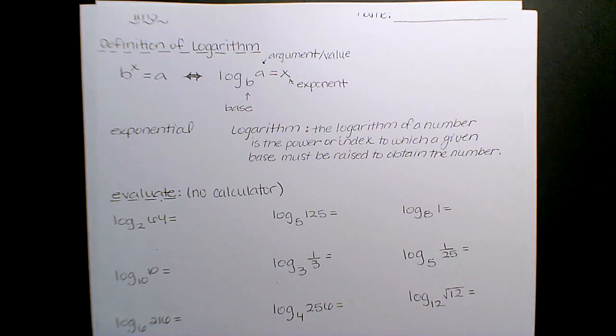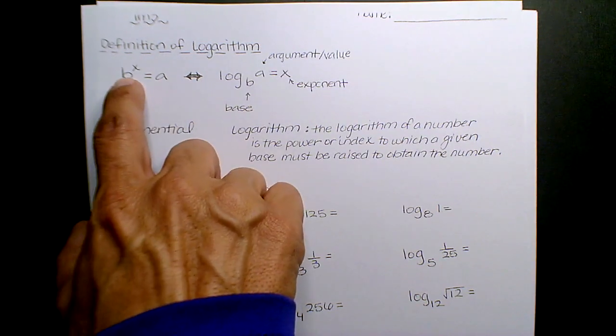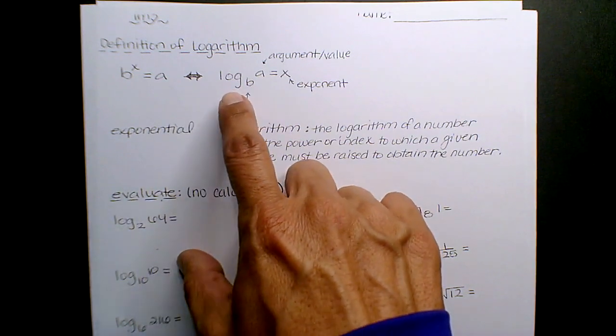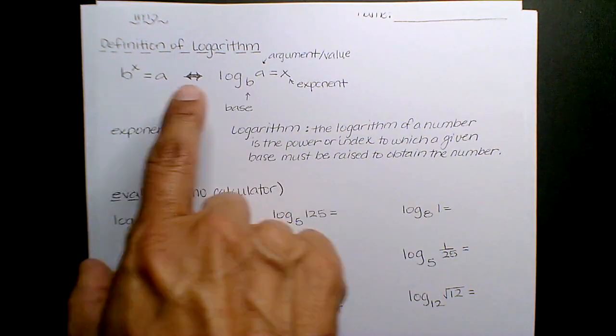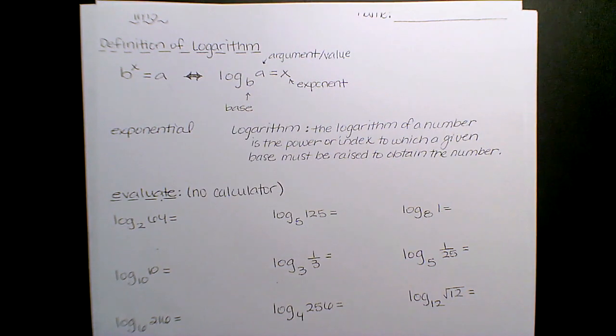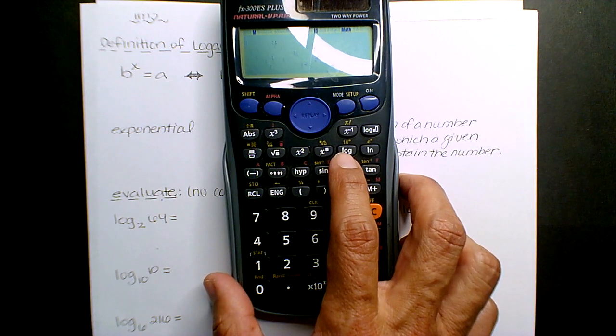Right, the definition of a log: log base b of a is equal to x, meaning b to the x is equal to a. So like 2 to the third is 8, right? So the inverse function to an exponential function is a log function. Logarithm, log. On your calculator, it's this little log.